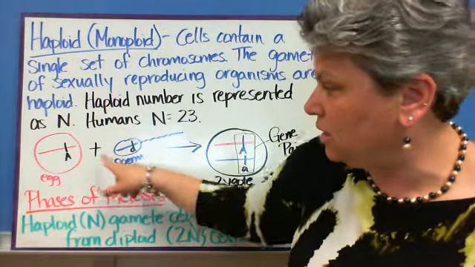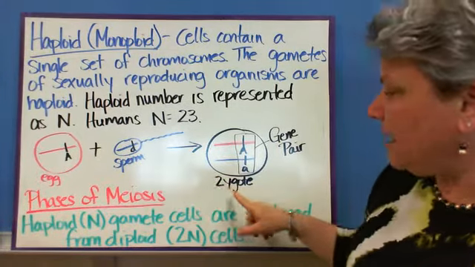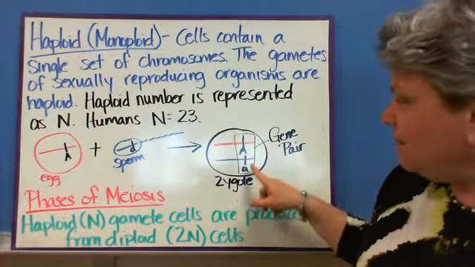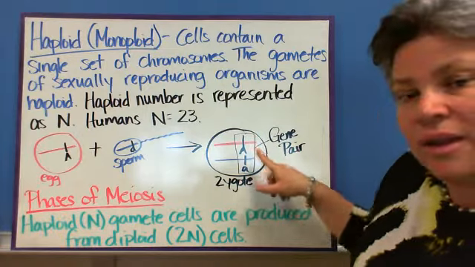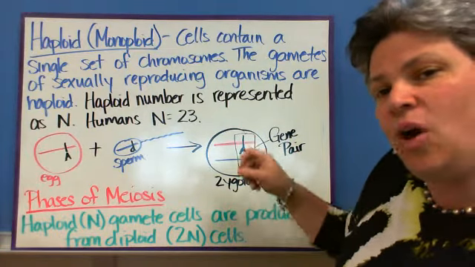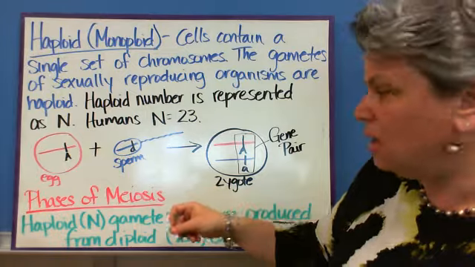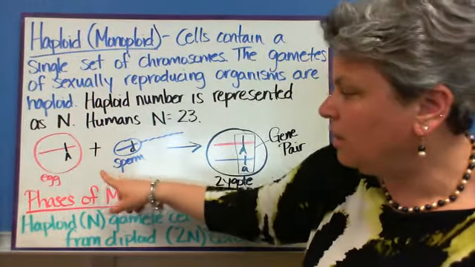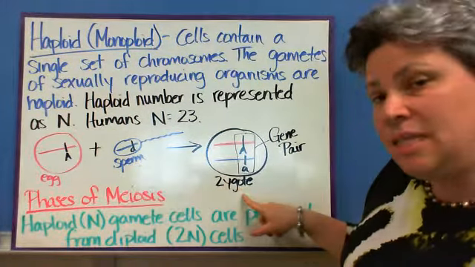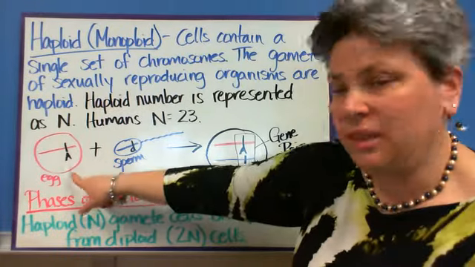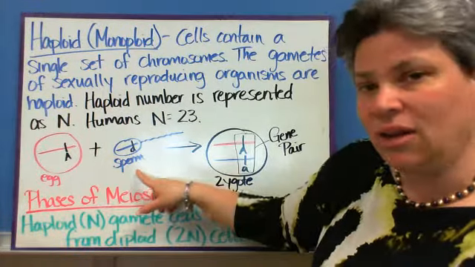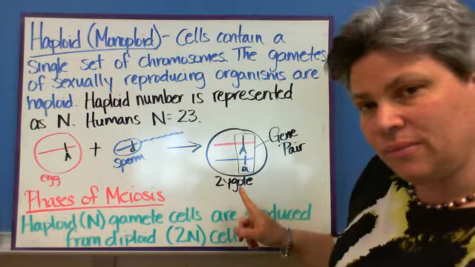So I have the A gene and the A gene. When that gets passed on to the zygote, now here's my gene pair. In the zygote, I have the homologous pair of chromosomes. So this would be a haploid cell, and this a diploid cell. Or it would be the N cell, and the 2N cell.